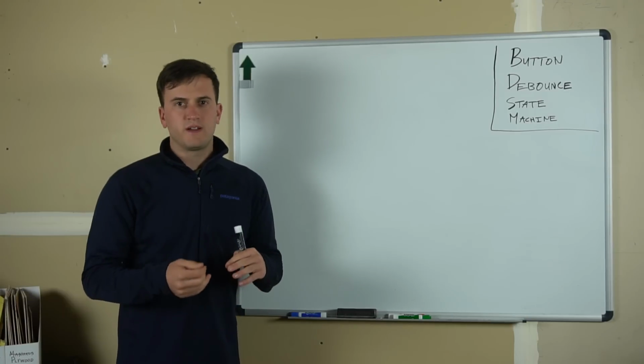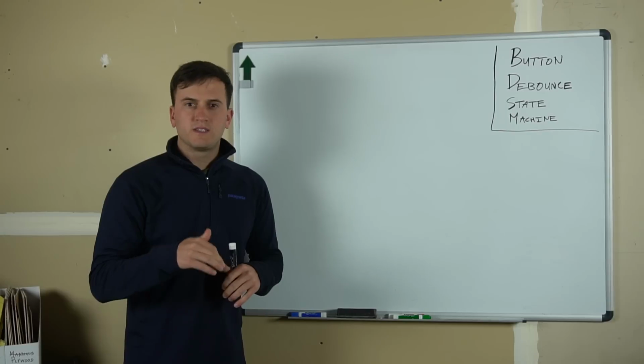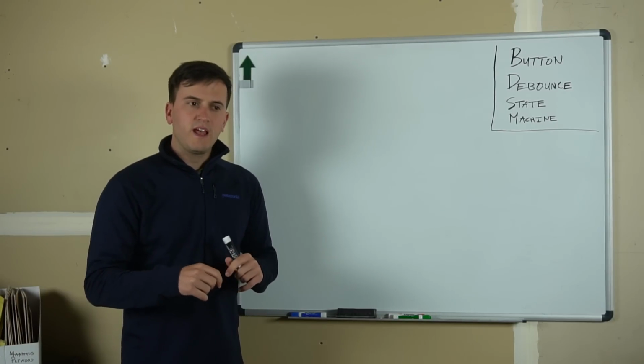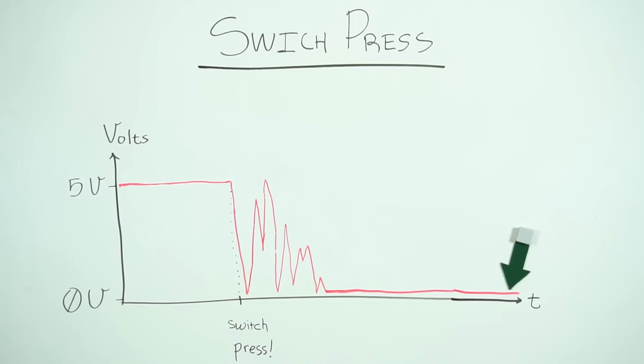What I want to do is make a state machine that's always reading the voltage at the switch, and when it sees the voltage go low, it starts a timer. And if that low voltage is sustained for some amount of time, I think I'll probably do 5 milliseconds, then I will count that as a true switch press.